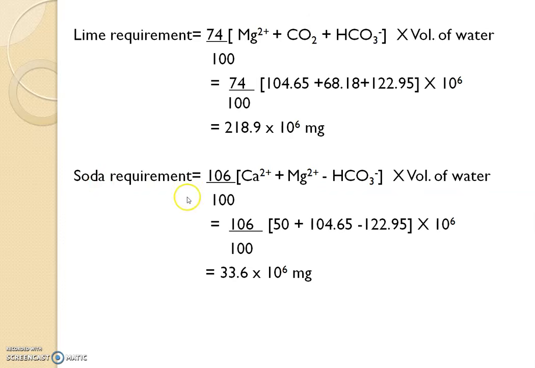For the soda requirement, 106 by 100, and the calcium ions calcium carbonate equivalent is 50, magnesium ions calcium carbonate equivalent 104.65, and the bicarbonate will be subtracted from this value, multiplied by the volume of water. So this will give 33.6 into 10 to the power 6 milligram.